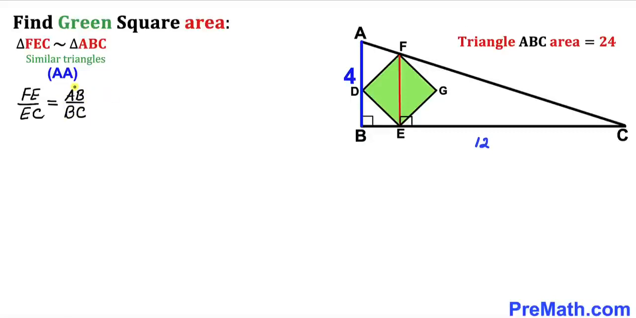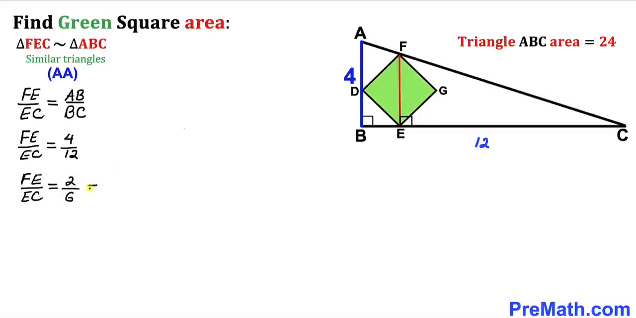And now we can see our AB length is 4 and our BC length is 12. So therefore we can write FE divided by EC is going to be equal to 4 divided by 12. And here I'm going to reduce this a little bit. 4 over 12 could be written as 2 over 6. I am not going to reduce it all the way to 1/3, as you can see in this next step. So we can see that this ratio equals this ratio.